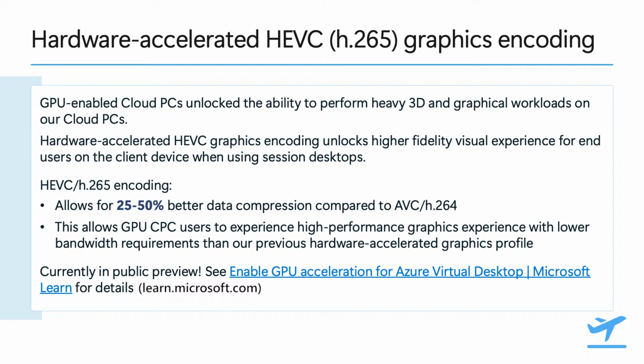Compared to AVC, HEVC allows for 25 to 50% better data compression. This unlocks higher fidelity graphics experiences such as 4K resolution at 60 frames per second in lower bandwidth scenarios for our GPU CPC and AVD GPU-enabled VMs. This next slide will show a short demo of a user connecting to a GPU-enabled cloud PC, executing a build of a 3D animation in 4K at 60 frames per second while experiencing the output of their workload in the same fidelity for which it was rendered.